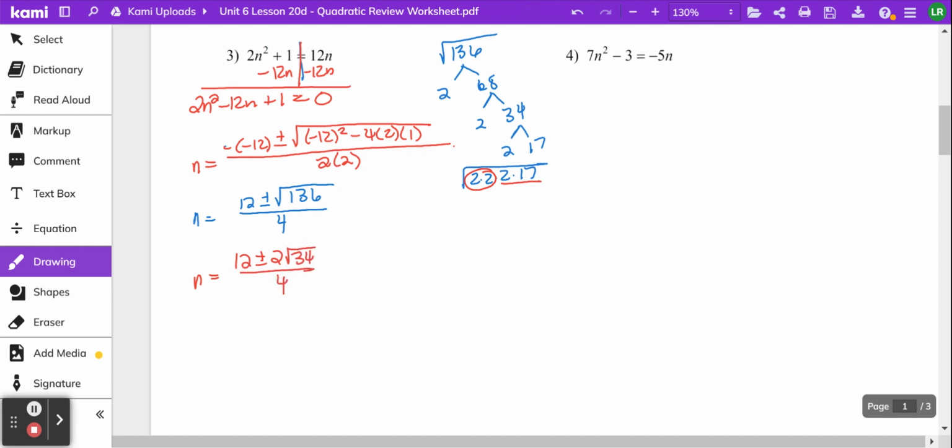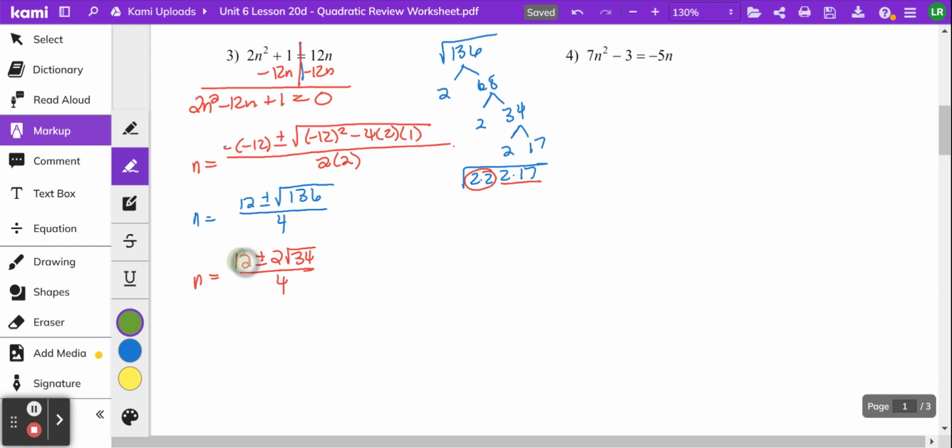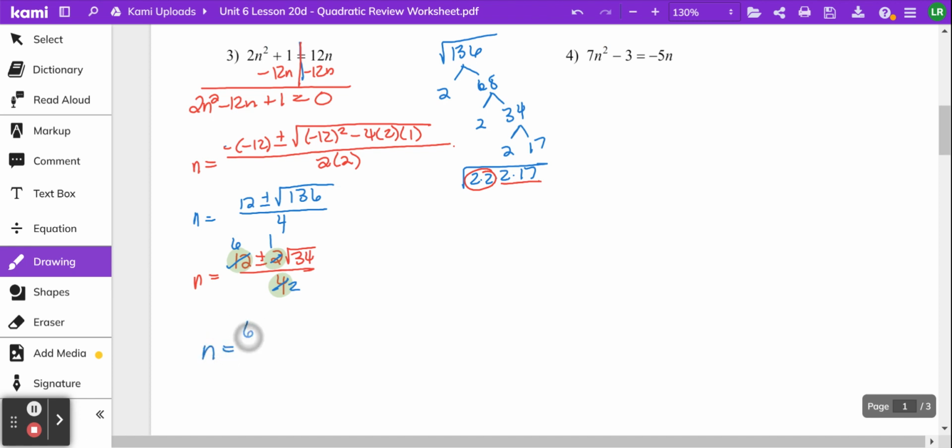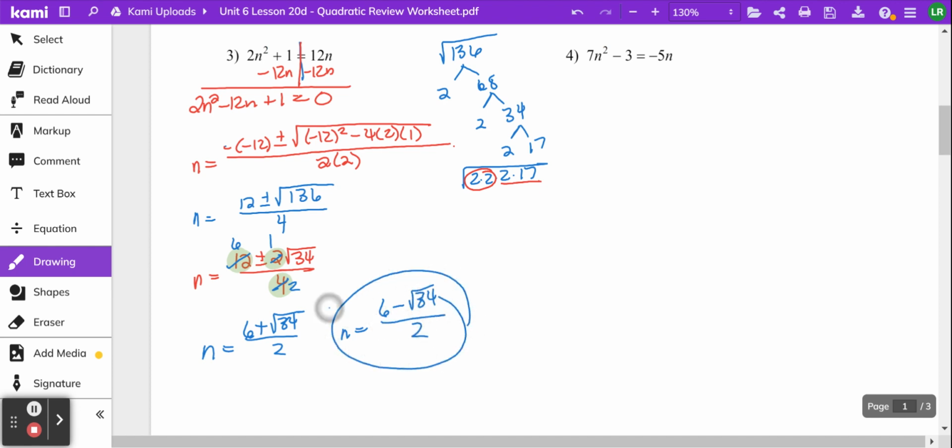Remember, when we are able to simplify the square root, we then have to look at these 3 numbers. And with those 3, I can divide all of those by 2s. This becomes 6, 1, and 2. And I'm going to write my solutions. 6 plus 1 square root of 34 over 2, and 6 minus 1 square root of 34 over 2. Those would be our two solutions. Okay?